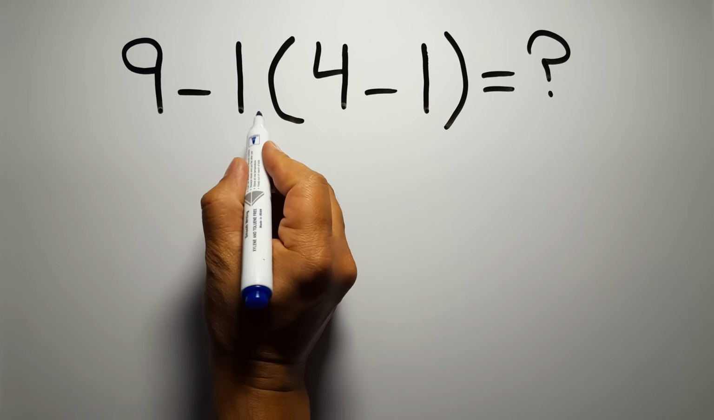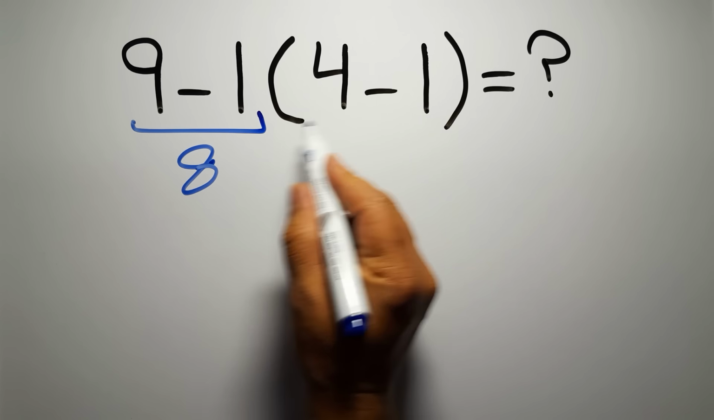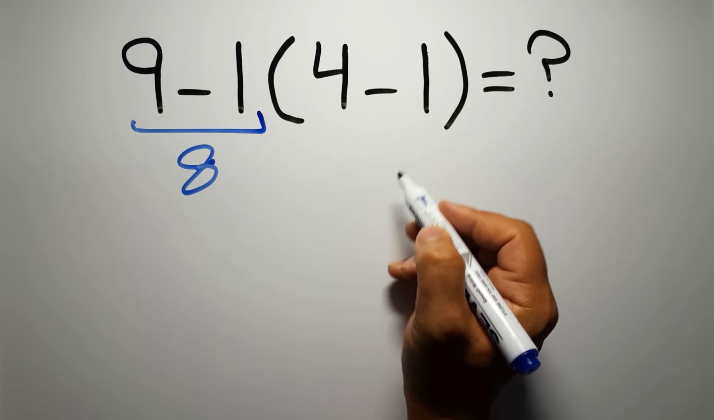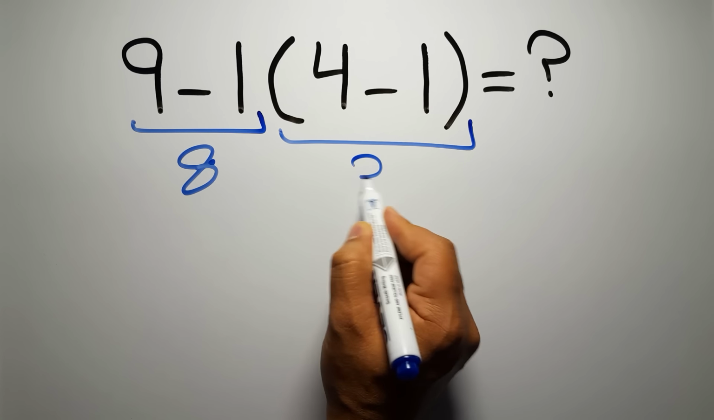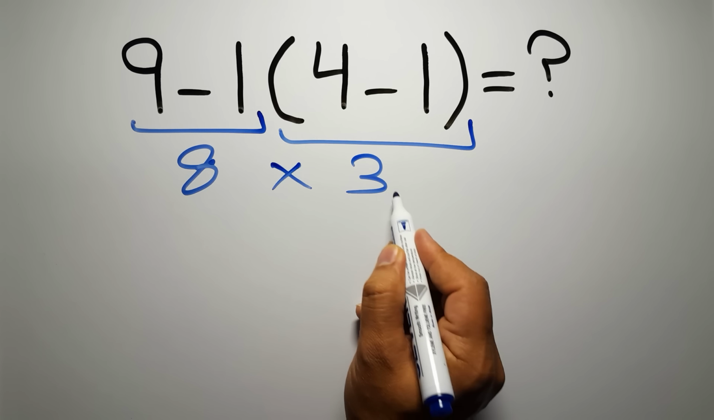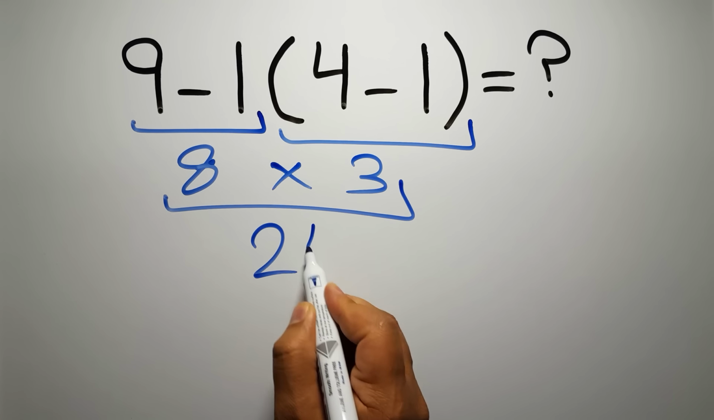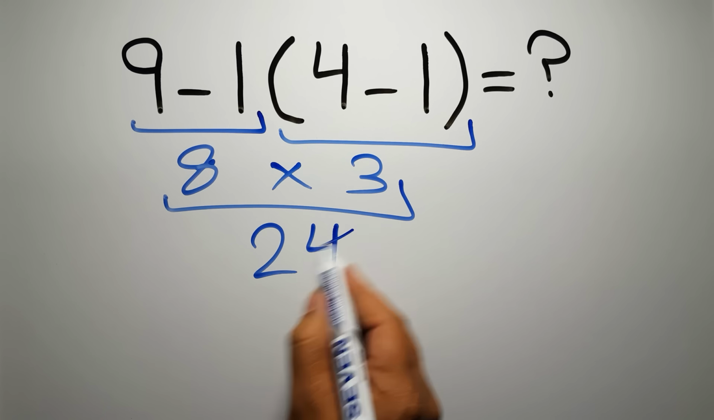9 minus 1 gives us 8. And inside this parenthesis, we have 4 minus 1, which gives us 3. So 8 times 3 equals 24. But this answer is not correct.